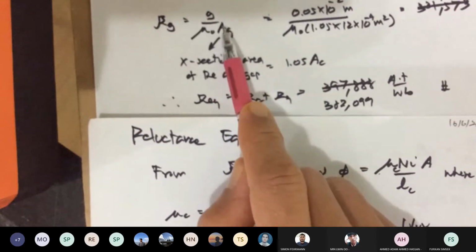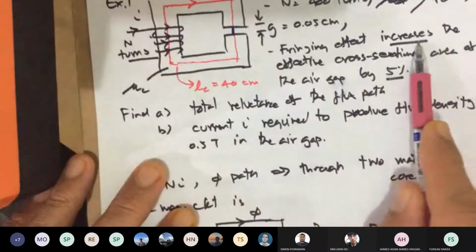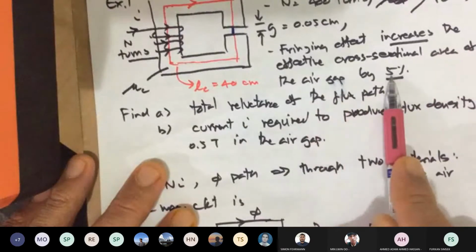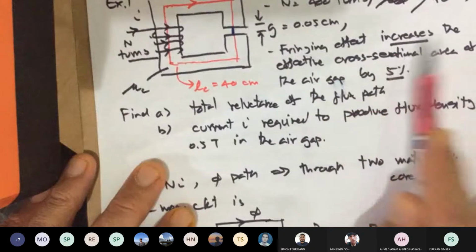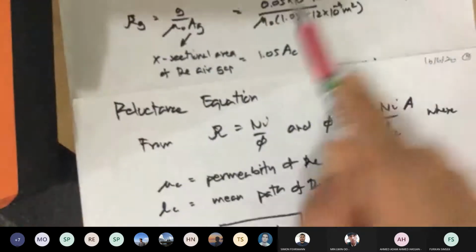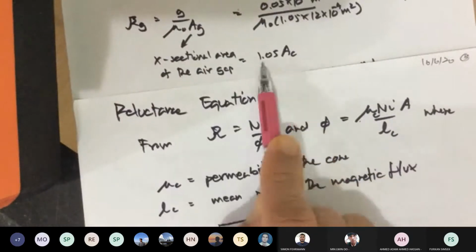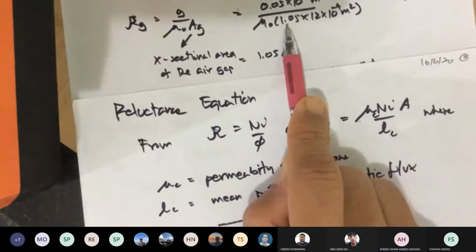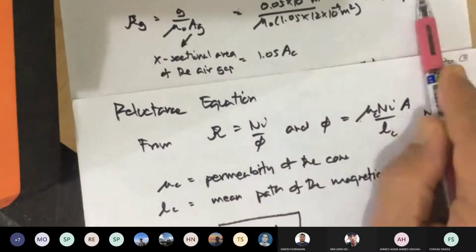Now, because we do not omit the fringing effect, the problem states that fringing increases the effective cross-sectional area of the air gap by 5%. So you have to take this into account. So it is equal to 1.05 times AC, taking the 5% into account. You know AC already, so just multiply it by 1.05. Calculate that, you get that number.